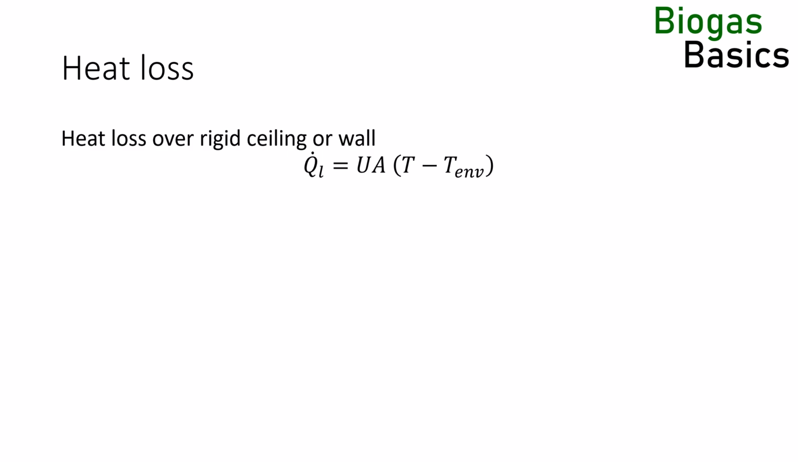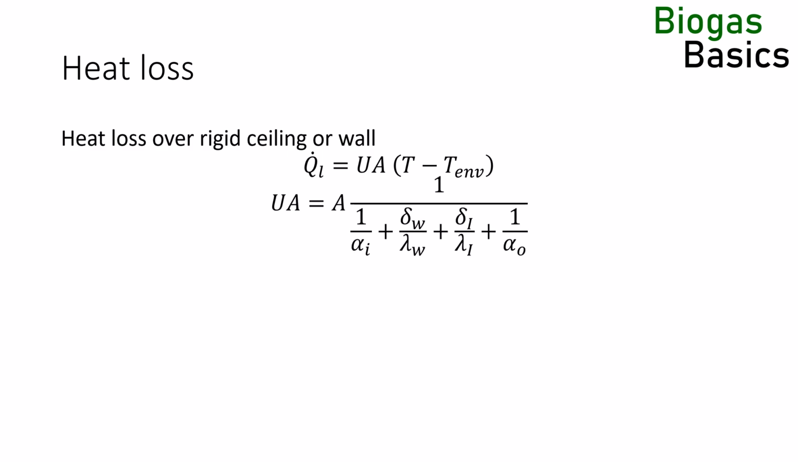For straight walls and round walls with large diameters, the overall heat transfer coefficient is 1 over: 1 over the heat transfer coefficient on the inner side of the tank, alpha I, plus thickness of the wall, delta W, over the thermal conductivity of the wall, plus the thickness of the insulation over the thermal conductivity of the insulation, plus 1 over the heat transfer coefficient on the outside of the wall.